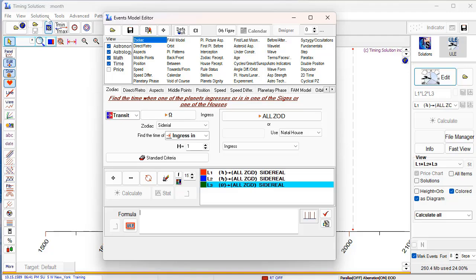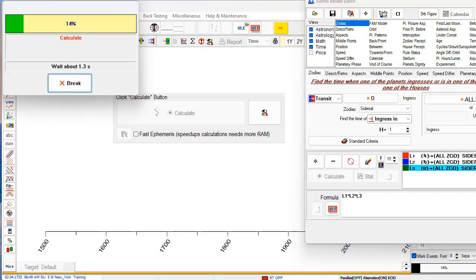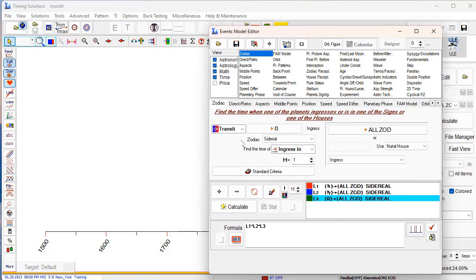I need to find dates, months, because this is a monthly chart. Step 1 month, here it is. I will find the month when this event took place together: L1 multiply L2 multiply L3. So these 3 events took place together. Okay, I need to calculate it. Click calculate.